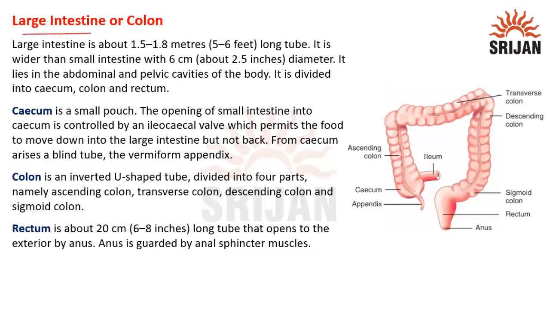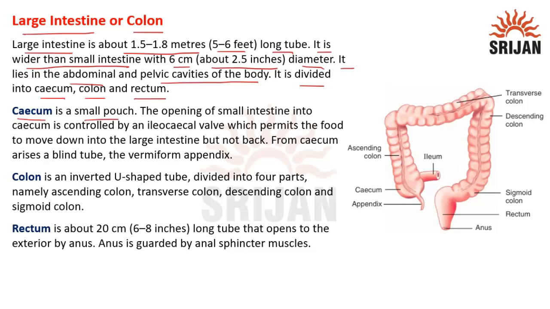Then, the large intestine or colon. The large intestine is about 1.5 meters, that means 5 to 6 feet long tube. It is wider than the small intestine with 6 centimeters or about 2.5 inches diameter. It lies in the abdominal and pelvic cavities of the body. It is divided into cecum, colon, and rectum.